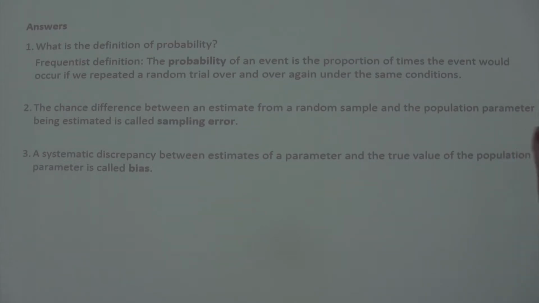The chance difference between an estimate based on a random sample and the thing you're trying to estimate, the population parameter, is called sampling error. That's different from bias, which is a systematic discrepancy. The chance difference is just the noise. That's variance.